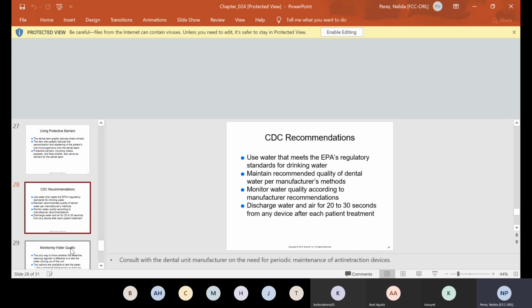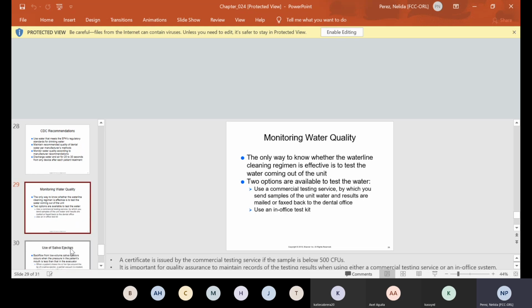Now, the CDC recommendations are to use water that meets the EPA's regulatory standards for drinking water, maintain recommended quality of dental water per manufacturer's methods, monitor water quality according to manufacturer's recommendations, and discharge water and air for about 20 to 30 seconds from any device after each patient. So there you go. When you're flushing the lines, you want to ask yourself, how long should I flush the line? Count to 20, 30 is the max. Okay, so that way you know that the lines are flushed.